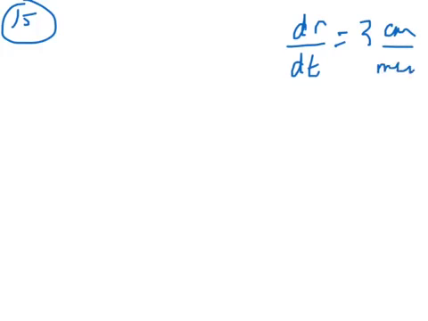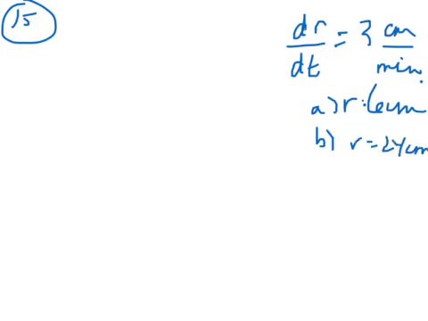This says the radius of a circle is increasing at a rate. So dr dt is the rate the radius is increasing or decreasing with respect to time. And they say it is 3 centimeters per minute, so it's actually getting bigger. And it says find the rate of change of the area when A, r equals 6 centimeters and B, when r equals 24 centimeters.